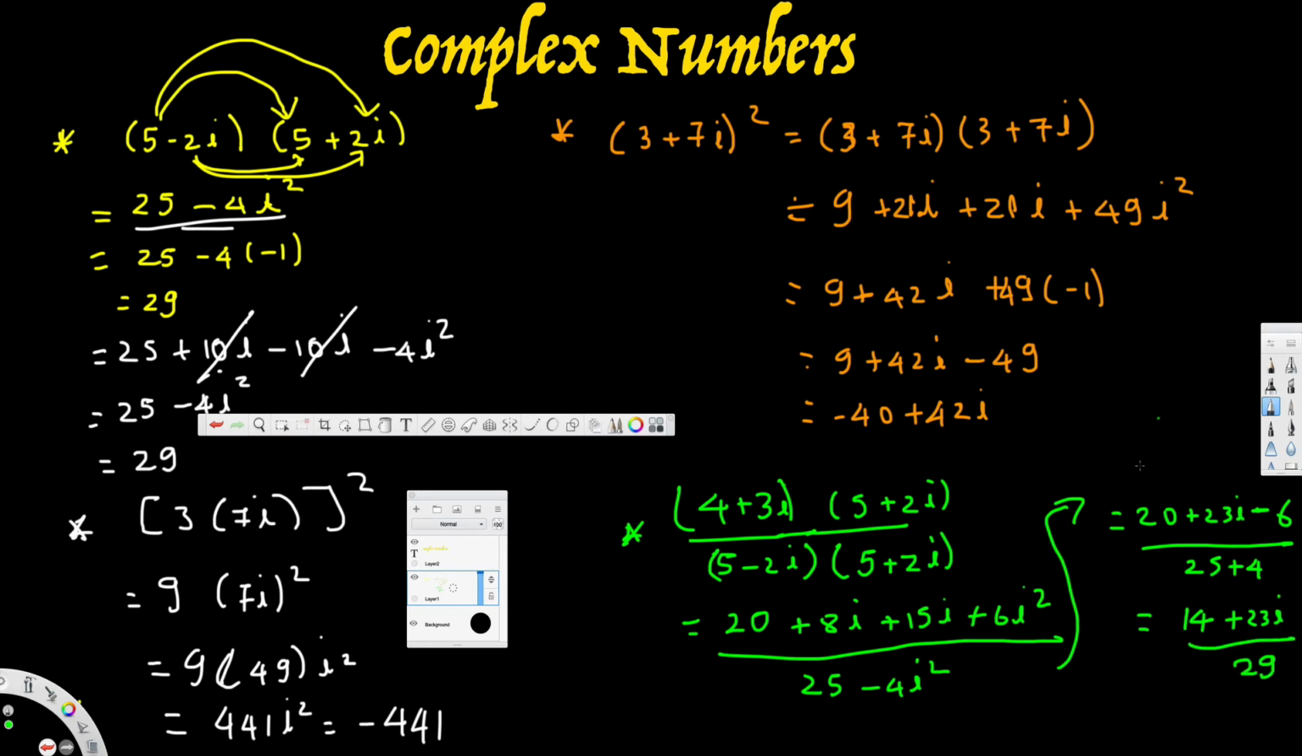However, whenever you have a question like this, you should always try to bring it into standard form. The standard form of a complex number is a plus bi. To get to this form, we can just distribute the 29 to both terms: 14 divided by 29, so we have a real number, and 23i divided by 29, so we have the imaginary part separated, and that's our final answer.